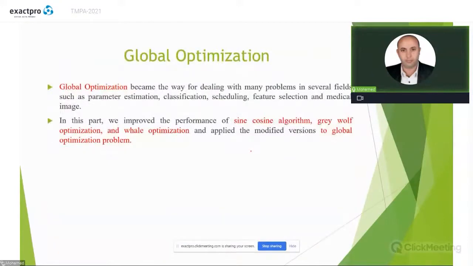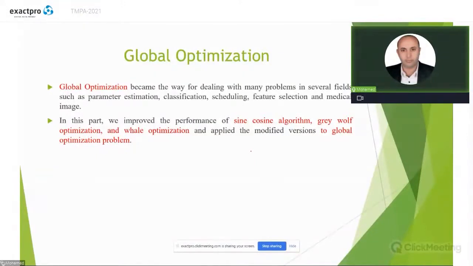For that, we want to use meta-heuristic techniques in our applications. The first application is global optimization. Global optimization deals with a set of functions that have many different points considered as local or global optima, and we want to determine the best of them. Global optimization has been applied in real applications such as classification, scheduling, parameter estimation, medical image classification, and others.